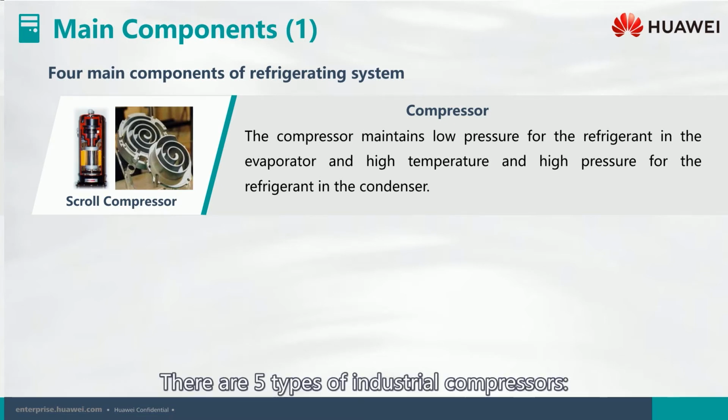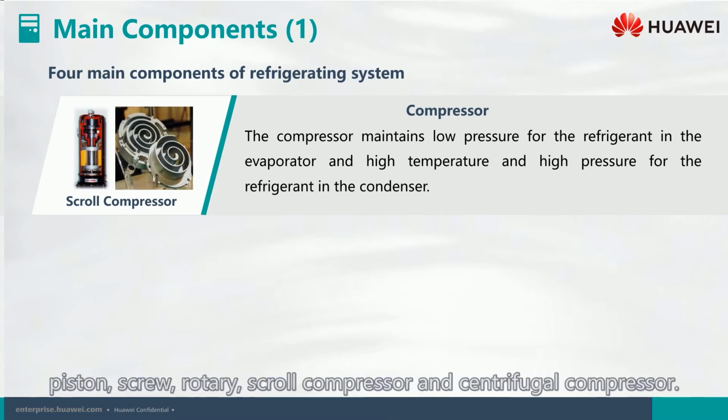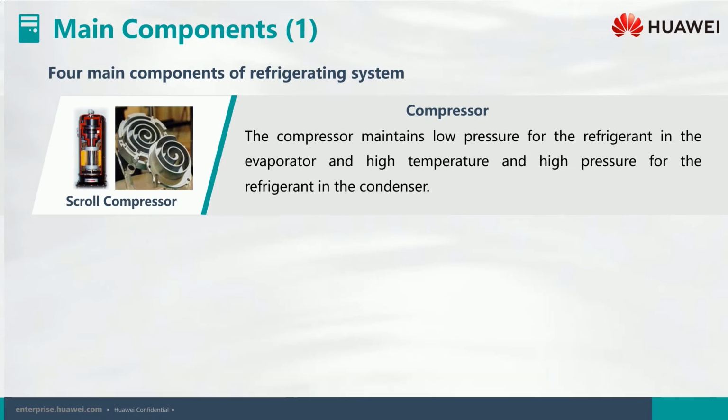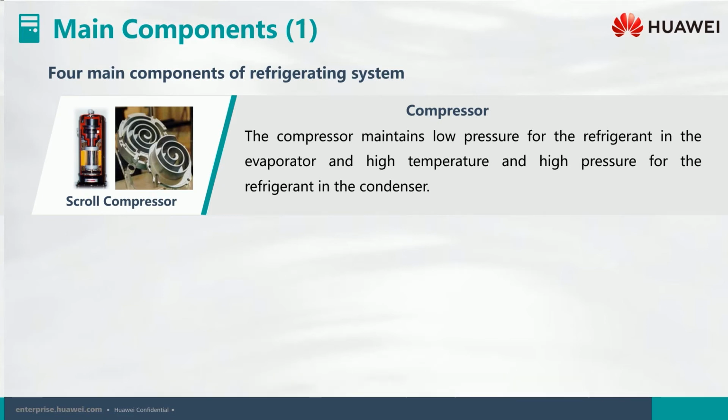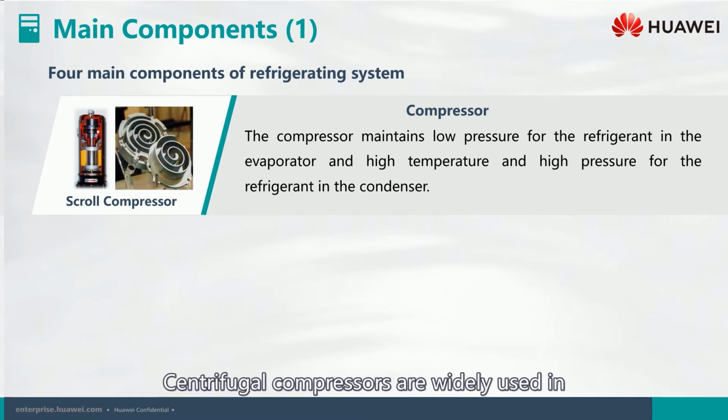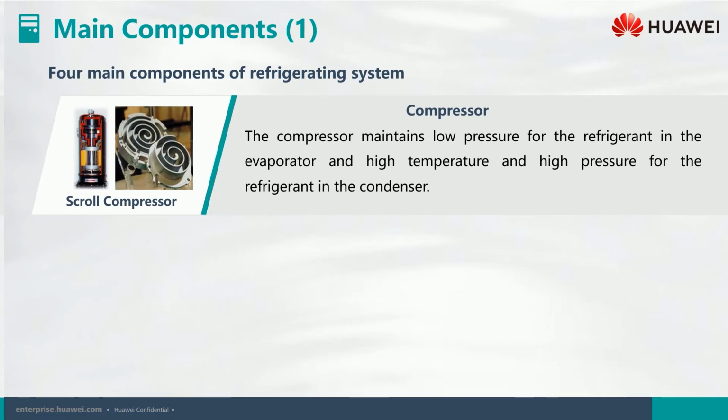There are 5 types of industrial compressors: piston, screw, rotary, scroll compressor, and centrifugal compressor. The piston compressor is widely used in small and medium-sized refrigeration systems. Screw compressors are mainly used in large commercial and industrial systems. Centrifugal compressors are widely used in air conditioning systems for large buildings.